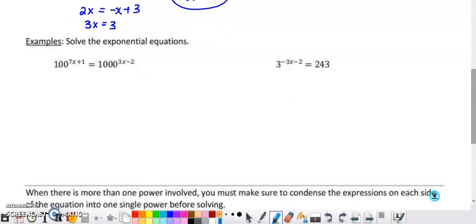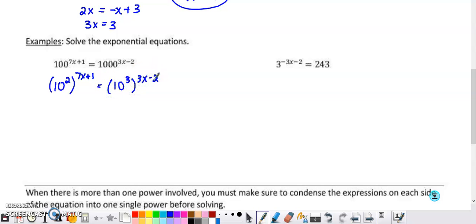The idea is to rewrite them so they have the same base to whatever exponent is required. So if I do one step of this one for you, I'll have you finish the rest. 100 and 1000 can each be rewritten as a power with a base of 10. So 10 to what power gives you 100? 10 to the second power. Keep the original exponent. 1000 is 10 to the third power.